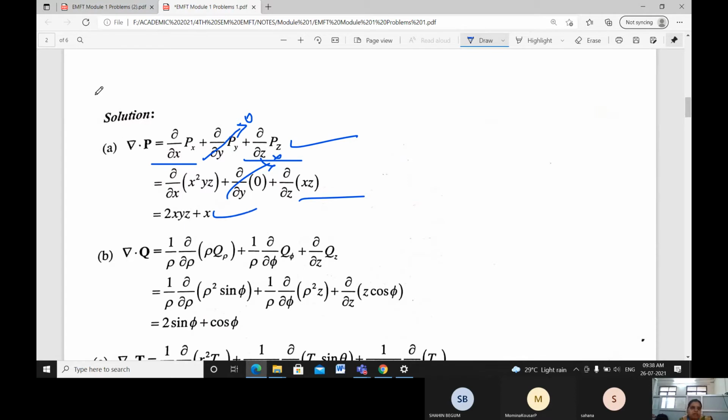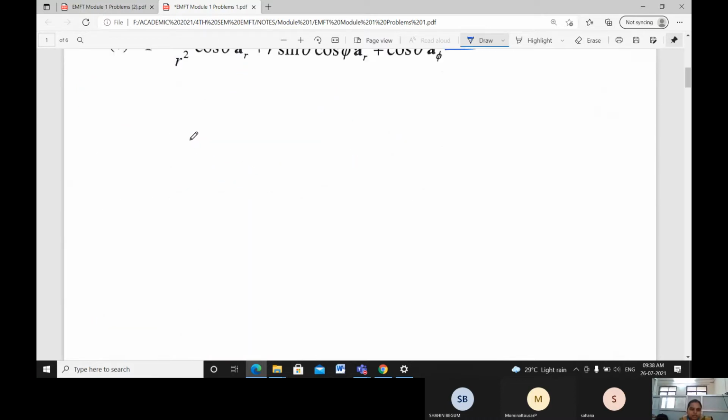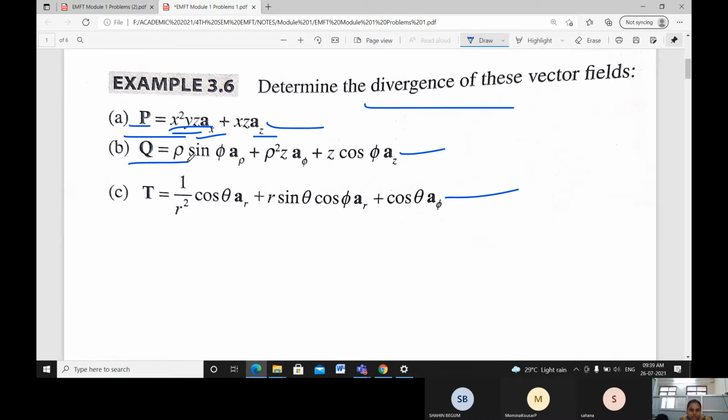Problems like these will be asked for 6 marks. If you go through the question paper, a minimum of one question will be there: find the divergence of the following. Whichever question is given, you have to differentiate according to the coordinate system given for us. Then the next problem is the second one, for Q.